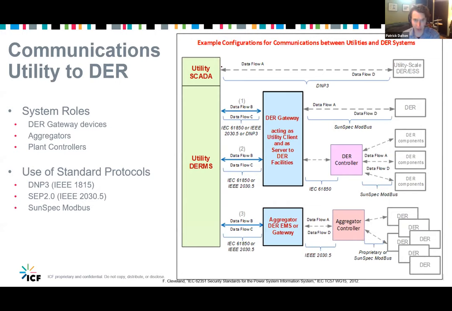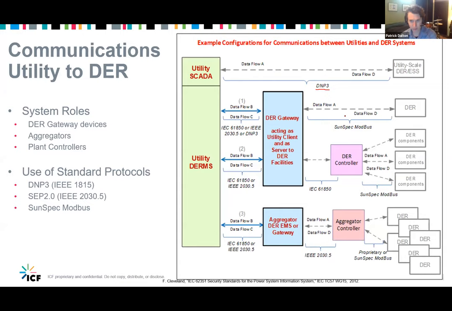Starting at the top of the figure on the right with the utility SCADA, that shows a link directly between the SCADA system and a utility scale DER using DNP3, which is a protocol that a lot of utilities currently use to control field automation devices, like reclosers in the field, even capacitor controls sometimes. So that's a very common protocol. For utility scale systems, that direct link may make a lot of sense. This is something that's actually done today already.